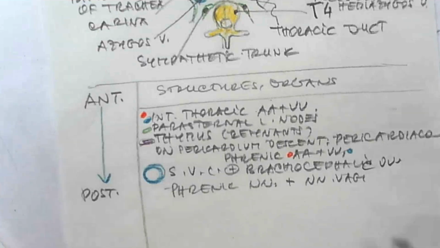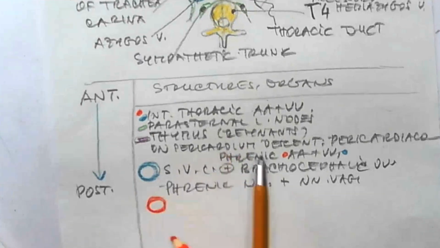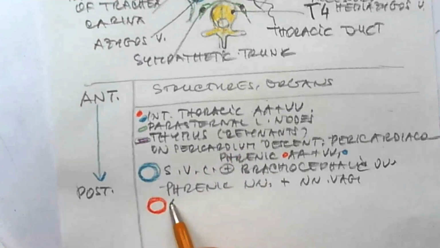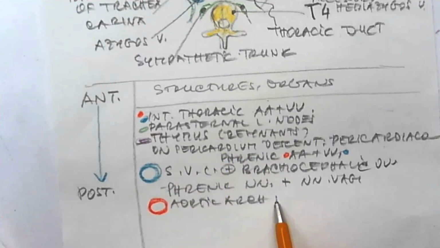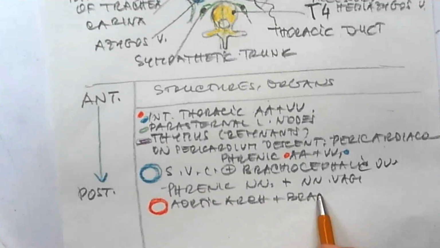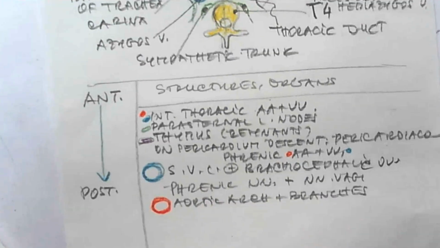Then follows the row of the arteries. This is the aortic arch plus the branches of the aorta.